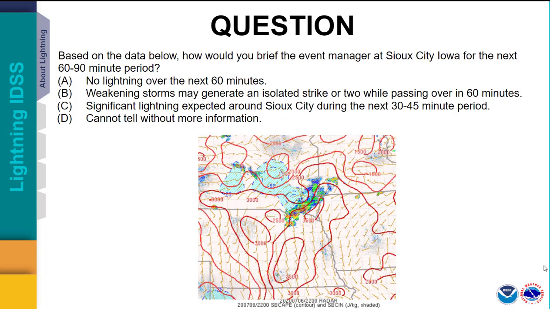Consider a scenario where we have a band of intense convection with considerable lightning activity moving southeastward into an instability axis, with surface-based CAPE values above 3,000 joules per kilogram.